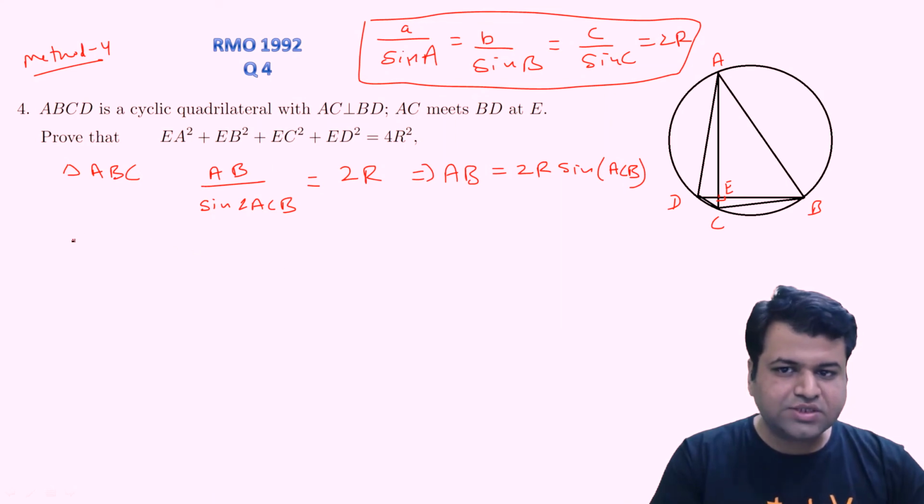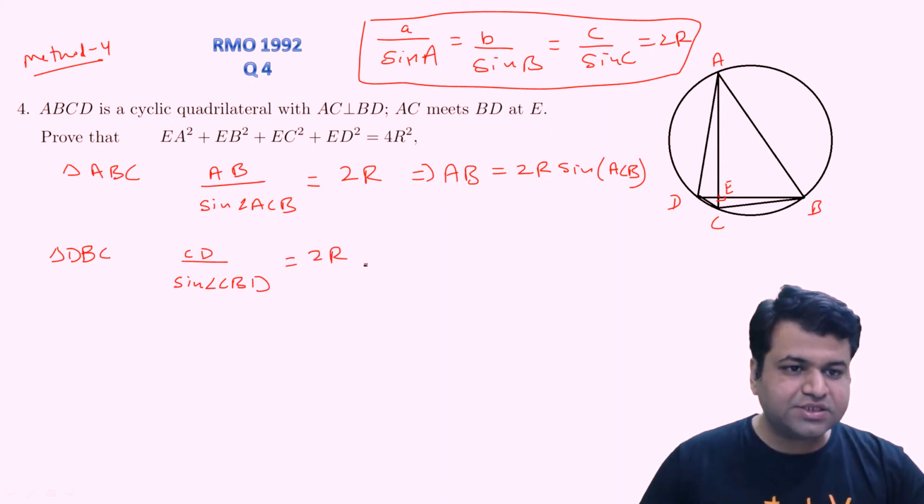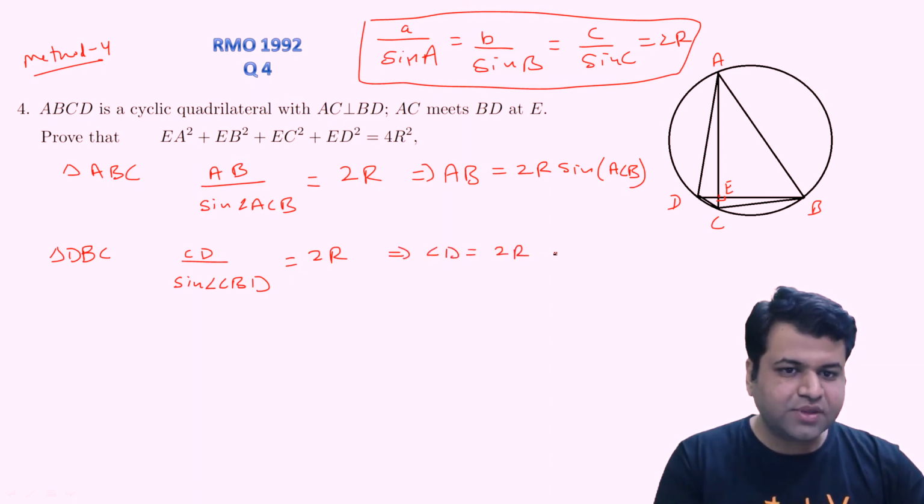Now if you consider which triangle? Triangle DBC. We can say that CD upon sine of angle CBD is again nothing but 2r, because the circumradius is the same for both the triangles. That will imply CD is nothing but 2r sine of angle CBD. And if you clearly see, angle CBD plus angle ACB are complementary angles, because this angle was 90 degrees.